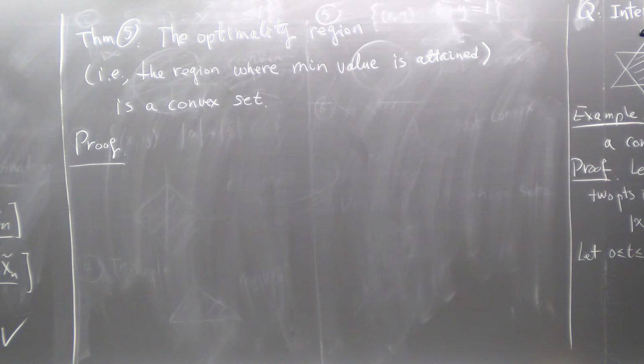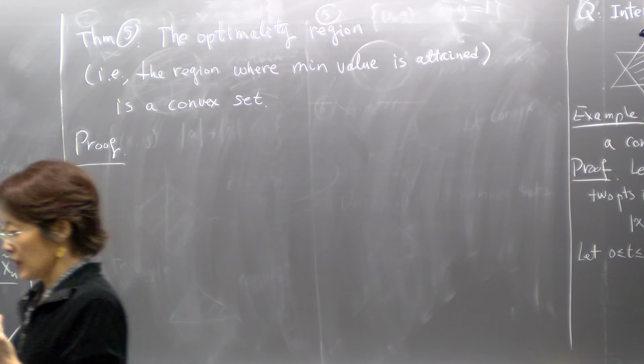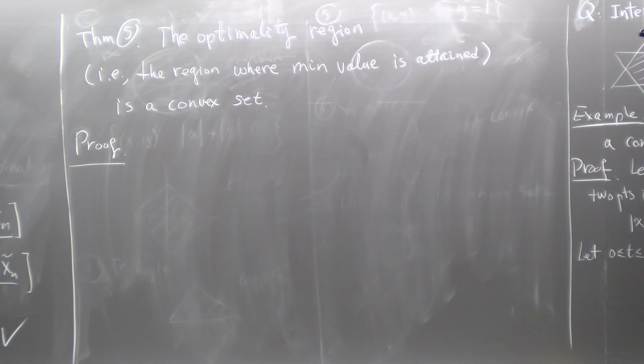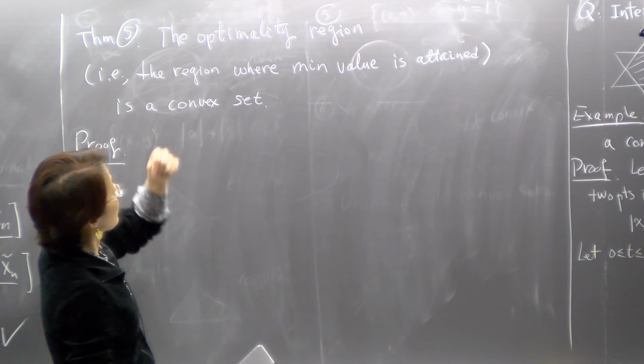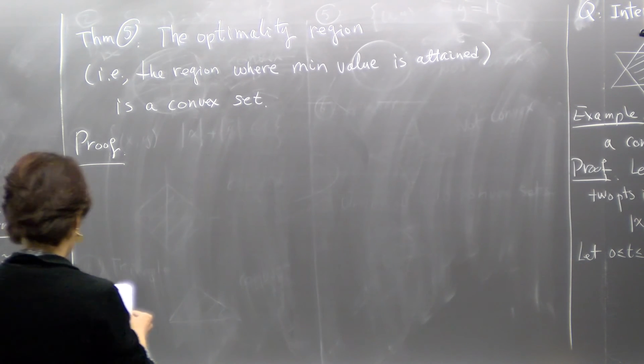In Theorem 4, we show that the feasible region is convex, meaning a collection of n linear constraints in the end form a convex set. What is different between the feasible region and the optimality region? For the optimality region, you have an additional kind of constraint. That is, the objective function takes the minimum value. Is that right? Nothing more than that. So let's put that down.